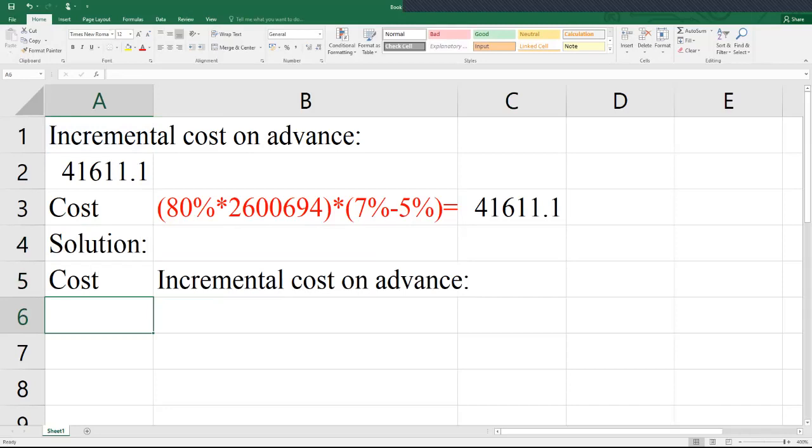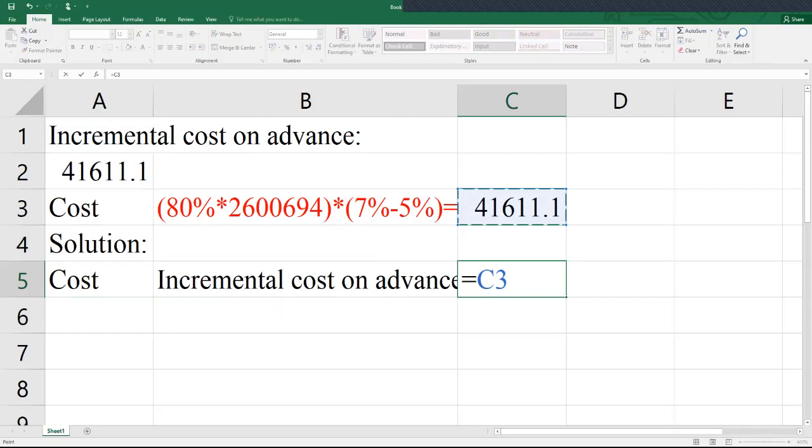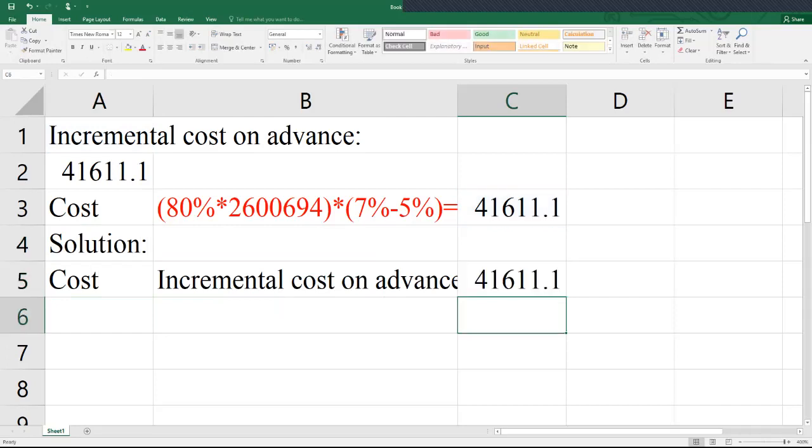Yes, and even in the solution, I make the reference, and that is it. Yes, you can do that for sure. Yeah, use Excel to the maximum capacity it can go. Use it to your own advantage. That's what I want to mean.